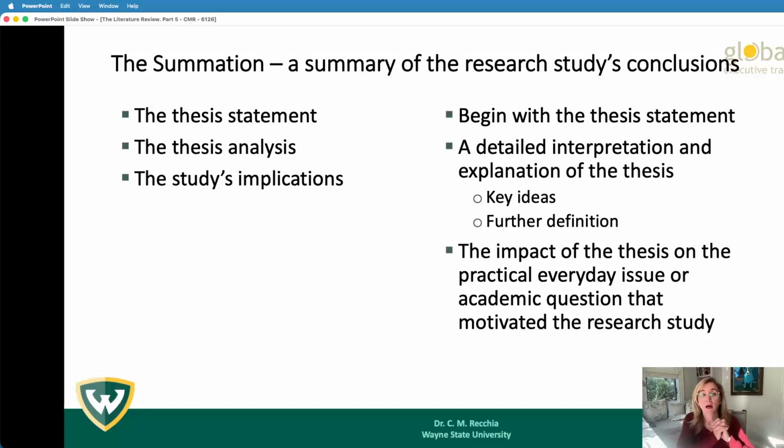So this was the body of the conclusion, and now we have the summation, which is the last part. So again, we're stating the thesis statement, the analysis that is associated with it, and the study's implications. So we want a detailed interpretation and explanation here. So we have key ideas, further definition, and then the impact of the thesis on a practical everyday issue or an academic question. So if we're doing this strictly from an academic perspective, what academic question are we filling in here? What gap are we closing? What are we adding here?